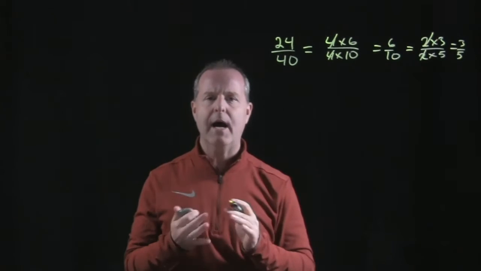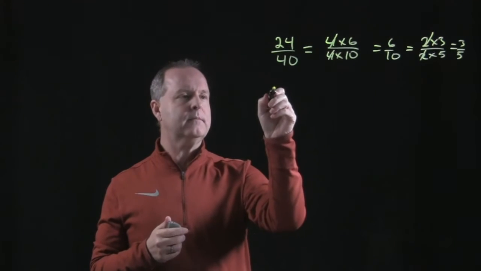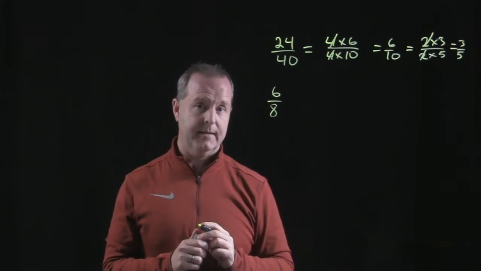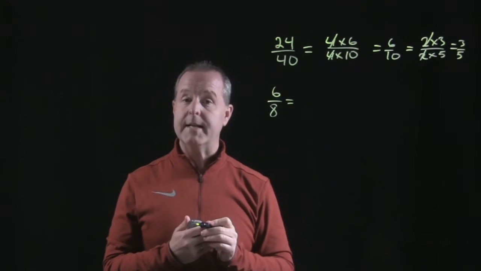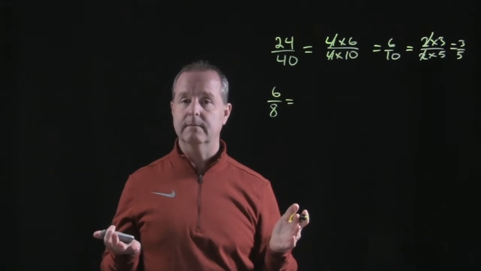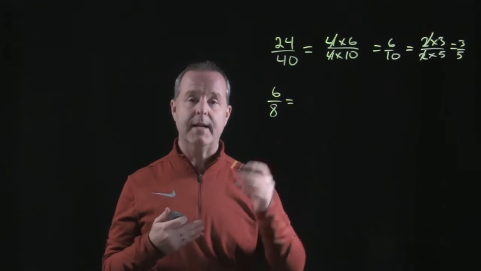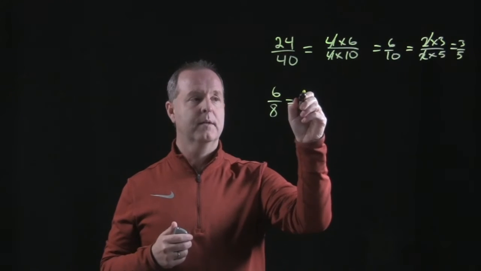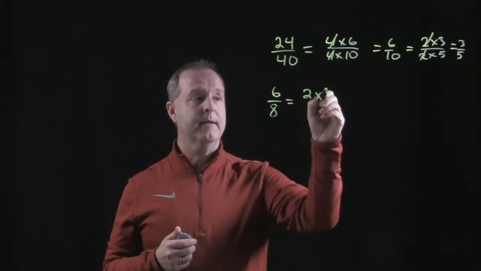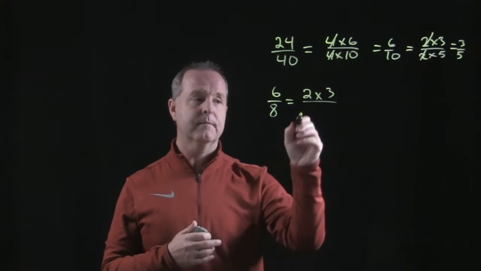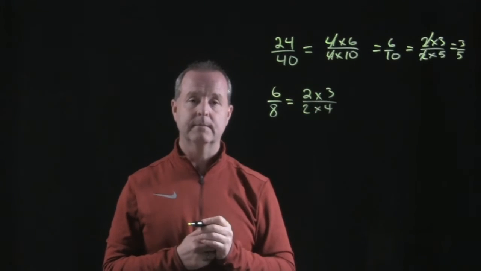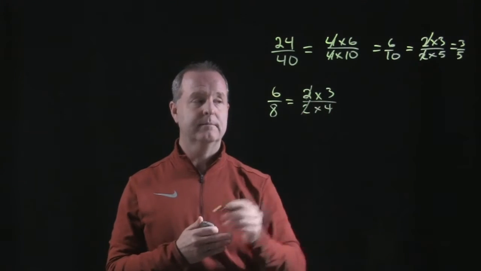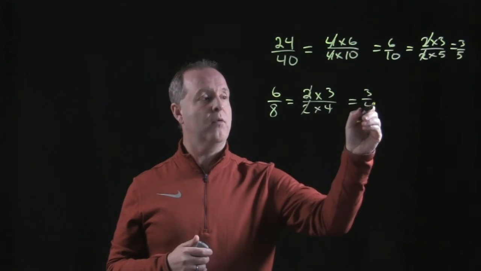Well, let's do another one. Let's see how well you guys are doing. Let's try 6/8. What do you want to do to simplify that? Well, let's see if there's a number that goes into both 6 and 8. And if there is, let's use that as one of the factors to make either the 6 or the 8. I think 2 goes into both. So 2 times 3, and to make the 8, that's 2 times 4. The 2 over the 2, they factor out. And what's left? A 3 over a 4.